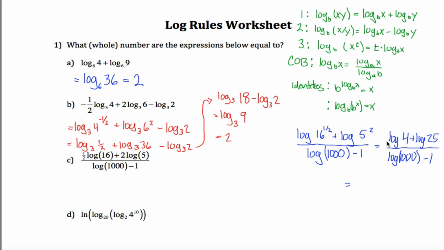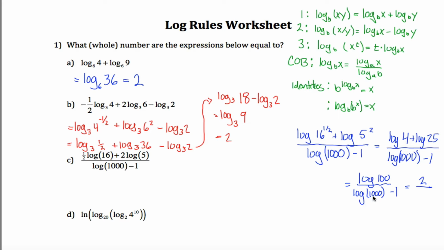And log 4 plus log 25, using my first log rule here, I can multiply the 4 and the 25 to get that that's the log of 100 divided by the log of 1,000 minus 1. And the log of 100, when you don't write a base, it implies base 10. So this is asking me to what power must I raise 10 to make it 100? Well, 10 squared is 100, so it's equal to 2.